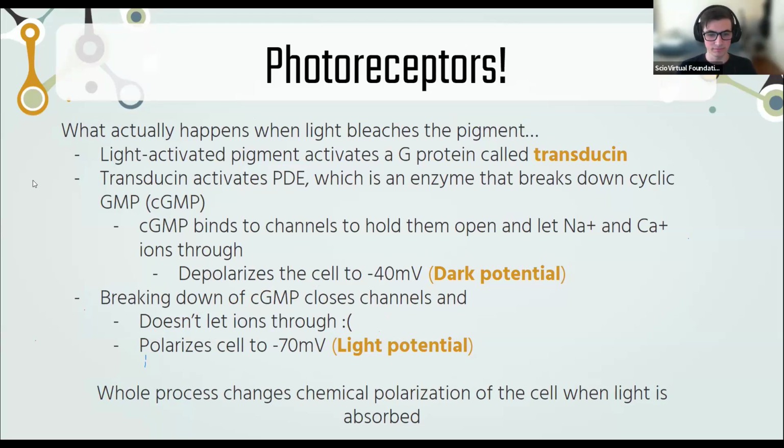So when the cGMP is keeping the channels open, it depolarizes the cell and keeps it at a negative 40 millivolt dark potential. But when we close the channels by breaking down the cyclic GMP, it polarizes the cell. It doesn't let the ions through, and that potential is going to be negative 70 millivolts. So now we have a difference in potential that can measure whether we feel light or not. If we're at negative 70 millivolts, we know there's light detected by the photoreceptors. If it's negative 40, we know there is no light because the cell itself is not polarized. More polarized, more difference in potential. Does that make sense?